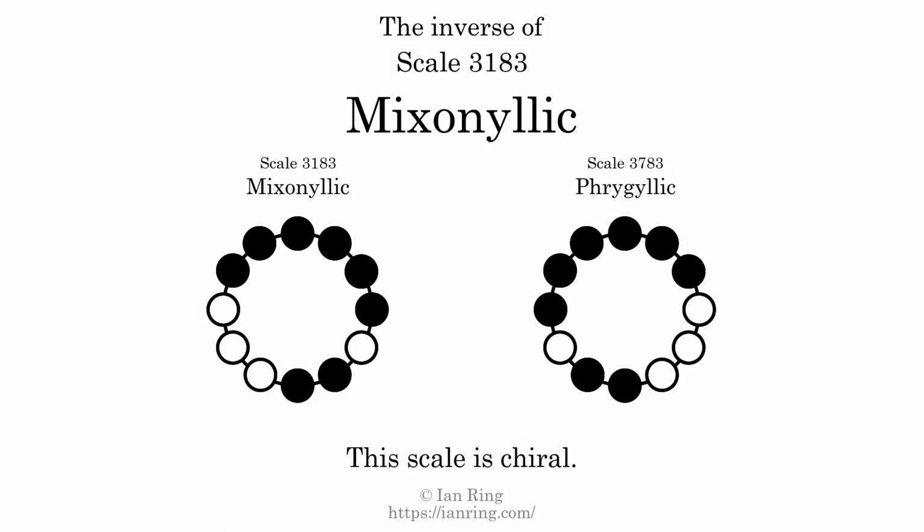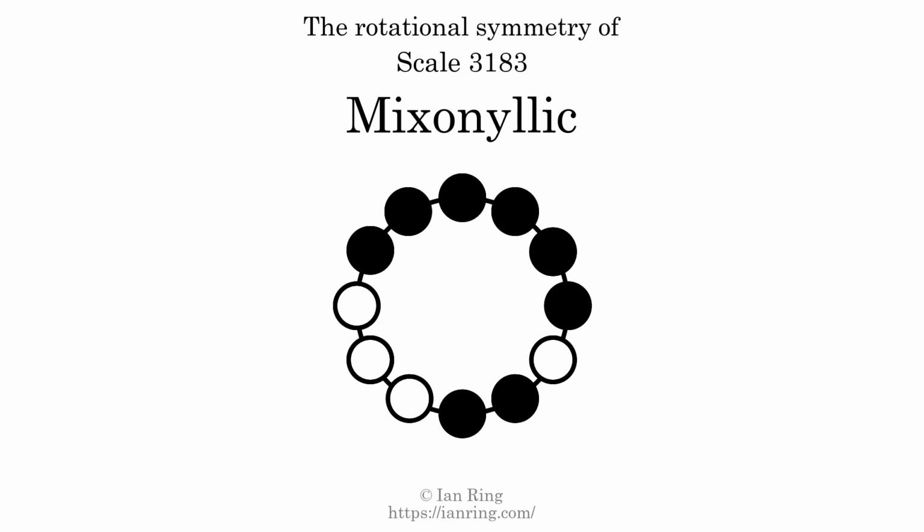The inverse of a scale is a mirror image. It is what you get when the sequence of intervals is reversed. The inverse of this scale is scale 3783, also known as Frigilic. This scale is chiral. It cannot transform into its inverse by rotational transformation. This scale has no rotational symmetry.